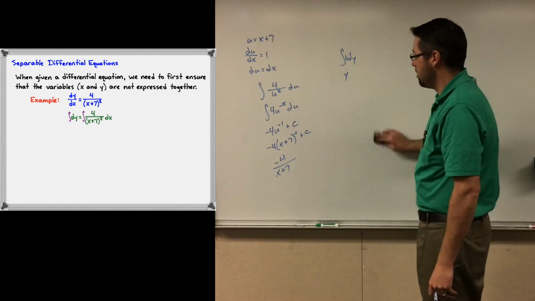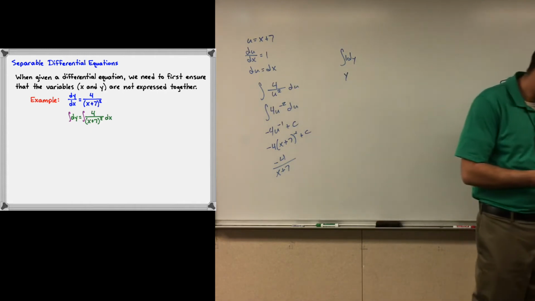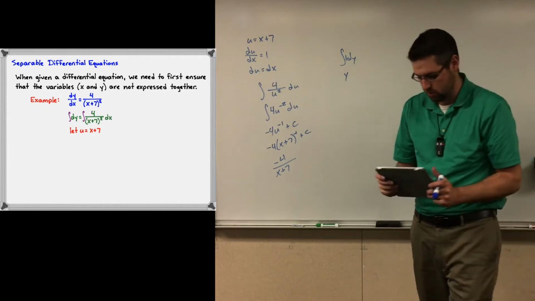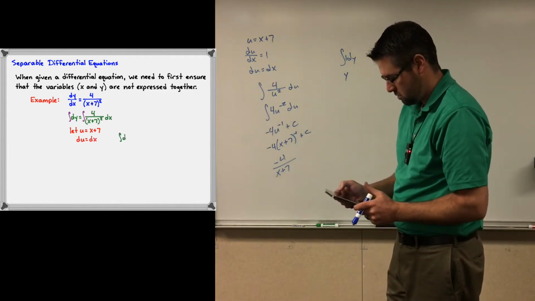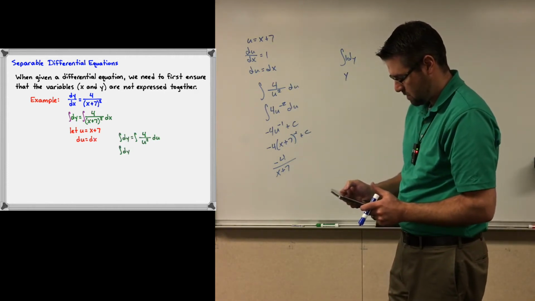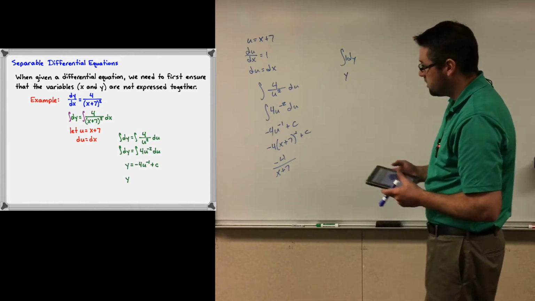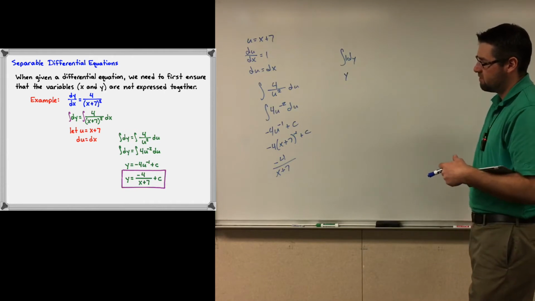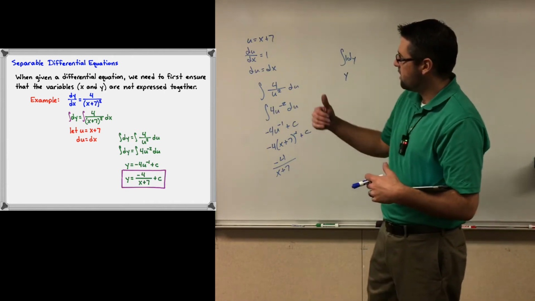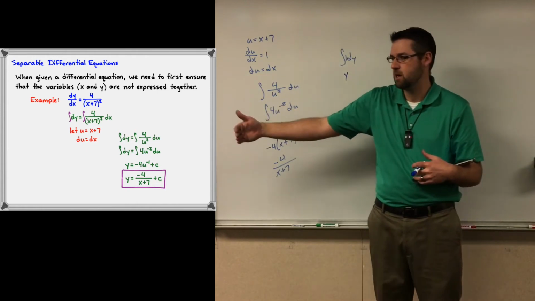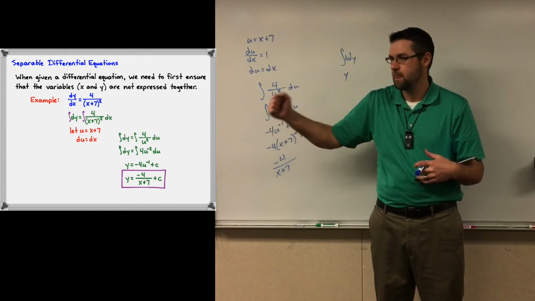Okay? So, on the left, what do we end up with? Y. Oh, I guess I did do u substitution here. Okay. So we get y equals negative 4 over x plus 7 and then plus c. Notice how I did not put the plus c next to the y? Why not?